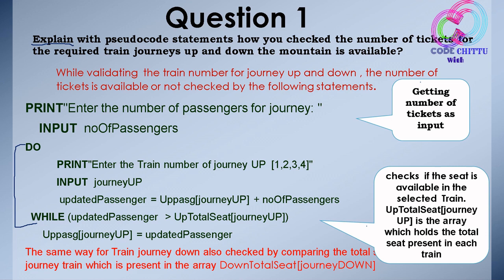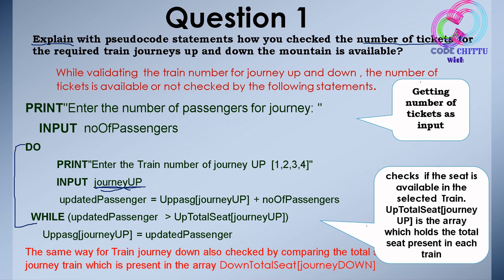Here the input is the train number for journey up. In the print statement it is clearly given that you have to choose 1, 2, 3 or 4, and within this only you have to choose, and then we have to validate. Actually we are using two validation statements, but here I am showing only one, because the question is how you check the number of tickets. You can say the number of tickets for the required train journey up and down the mountain is available. Here I showed up, and the same thing you have to repeat for down also.